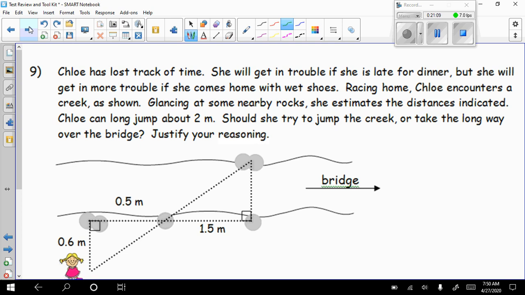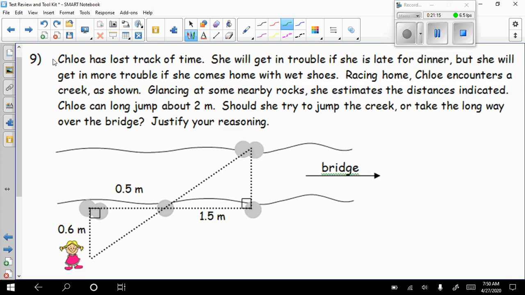Okay, let's try another one here. Well, this is an application question. I thought this one was good because it shows you that you've got to use the tools you've got. So Chloe has lost track of time. She'll get in trouble if she is late for dinner, but she will get in more trouble if she comes home with wet shoes. Racing home, Chloe encounters a creek as shown. Glancing at some nearby rocks, so these circles are meant to be the rocks, she estimates the distances indicated. Chloe can jump about 2 meters. Should she try to jump the creek or take the long way over the bridge?